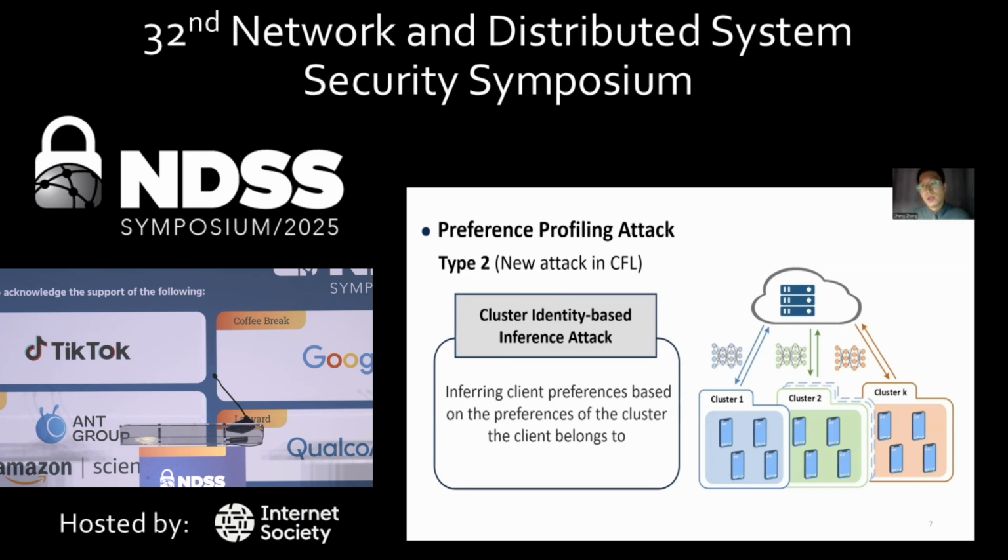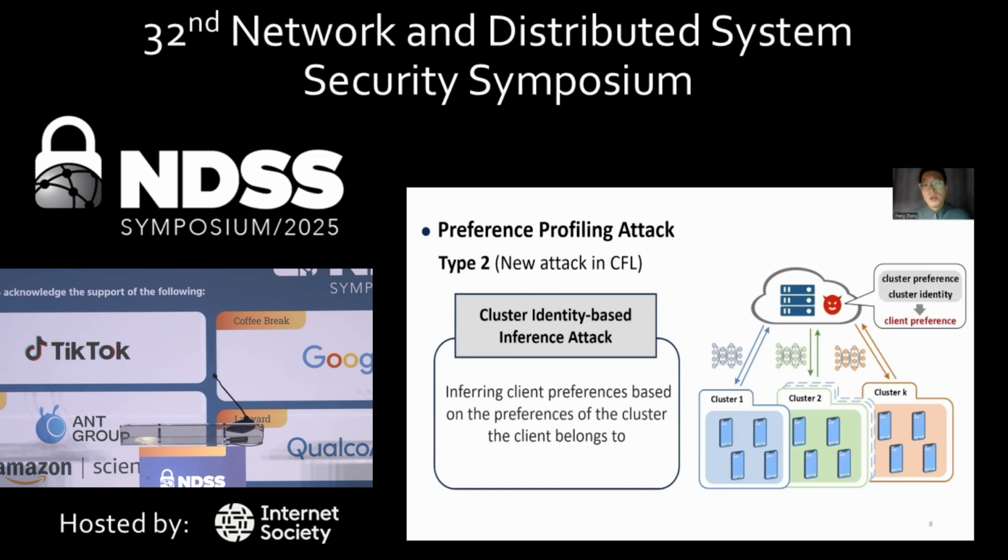Specifically, in cluster federated learning, because each cluster corresponds to data distribution characteristics, we consider an honest but curious server as the attacker. If the server has knowledge of the cluster to which a client belongs, it can associate the cluster's characteristics with the client's identity, thereby inferring the client's preference.